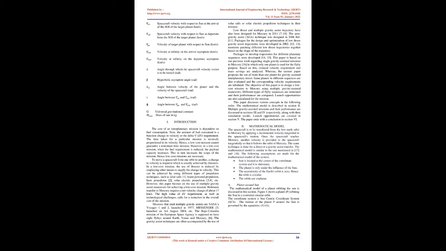To move a spacecraft from one orbit to another, a change in velocity is required, which is usually achieved by thrusters. In a low-cost mission, the use of thrusters is reduced by employing other means to supply the change in velocity. This can be achieved by using different types of propulsion techniques, such as solar sails, beam-powered propulsion, laser propulsion, solar electric propulsion, etc.